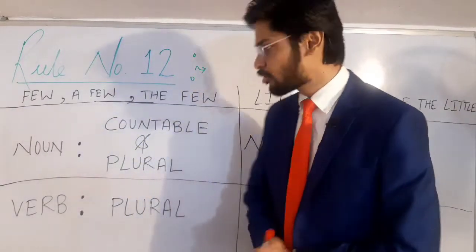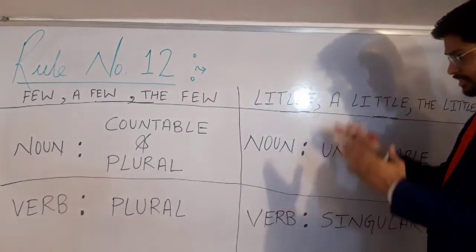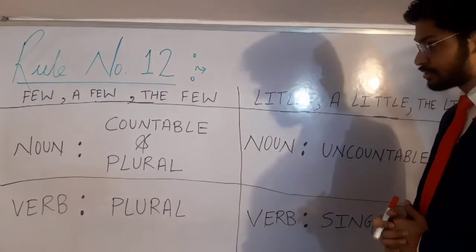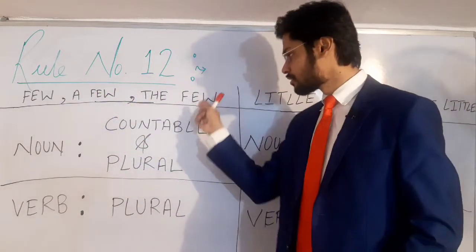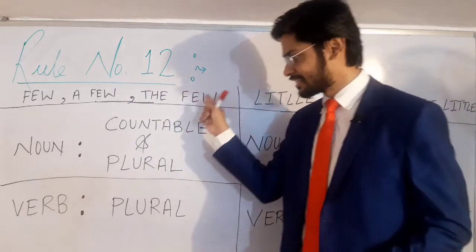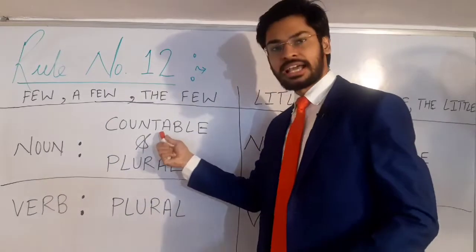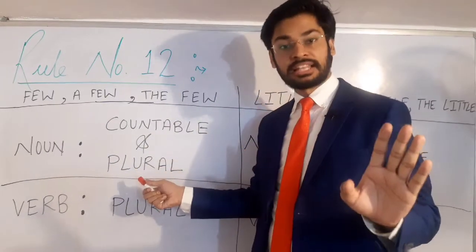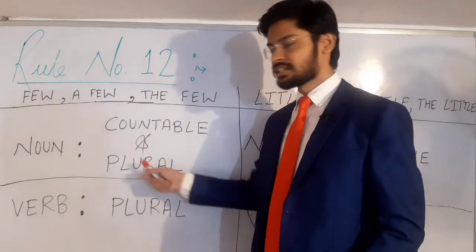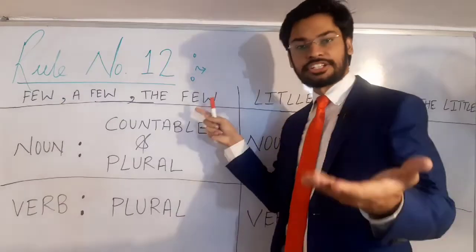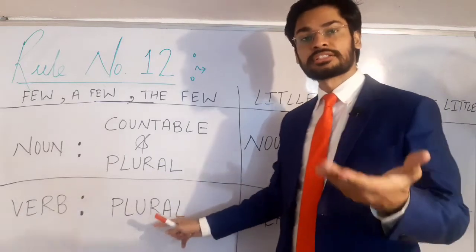Alright students, so now I have mentioned the rule number 12 for you guys. So please note down this rule. In a chart form I have written the rules. So students, rule says, if these adjectives are used, few, a few, the few, then in that case, आपका जो noun इस्तेमाल होगा, that would be only countable and plural. Singular countable का इस्तेमाल नहीं होगा. Only countable and plural nouns would be used with these three adjectives. और इनके साथ इस्तेमाल होने वाला जो verb होगा, that would be always plural.